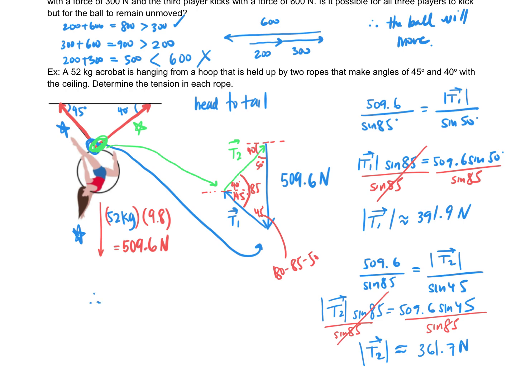So then we can write our therefore statement. Therefore, the tensions in the ropes are 391.9 newtons and 361.7 newtons. And again, the diagram here came from the fact that the hoop wasn't moving, so we can assume that the forces are in equilibrium to keep the hoop and the acrobat in place and not falling down or lifting up by the ropes.